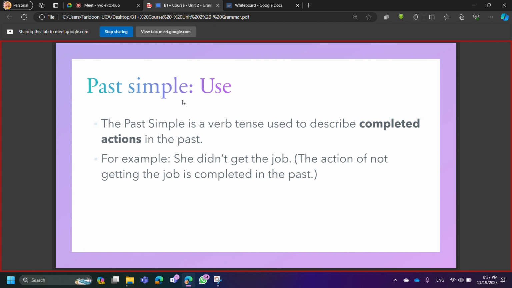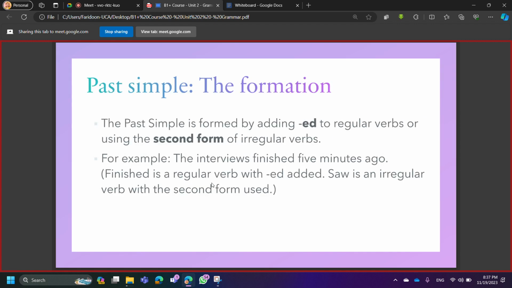What about past simple, guys? The use of the past simple is very easy. We got them all in just one slide here. The past simple is a verb tense used to describe completed actions in the past. For example, she didn't get the job. The action of not getting the job is completed in the past and it's not continuing. It's done. She didn't get it, so what's the point? Done completely. So that's why we say completed actions in the past, we use past simple. But what about the formation? How do you create it?